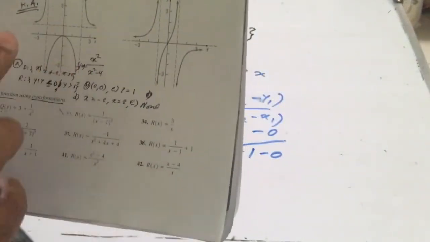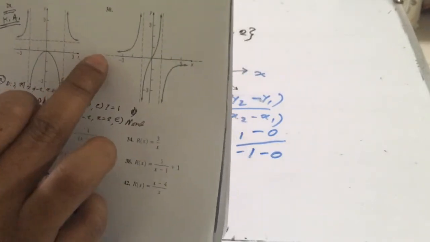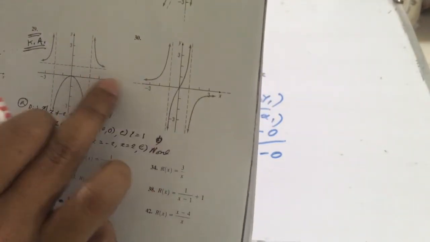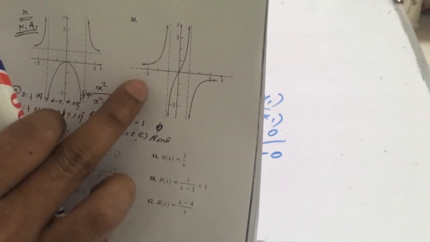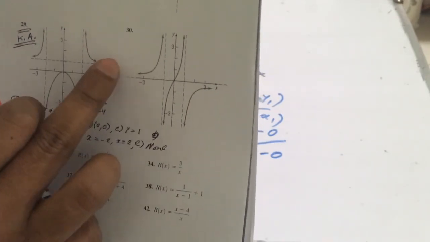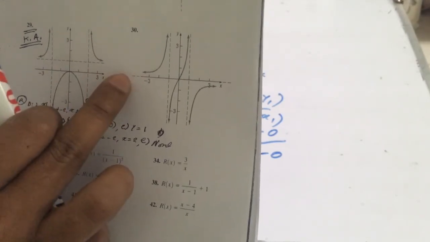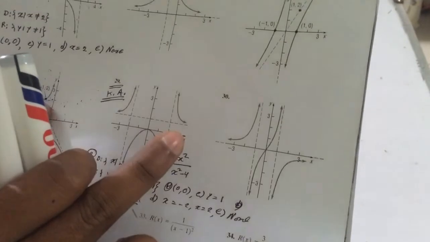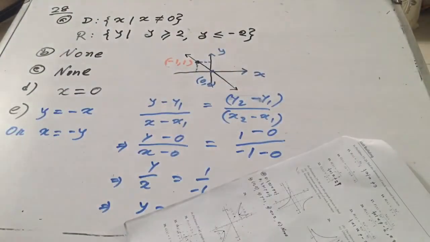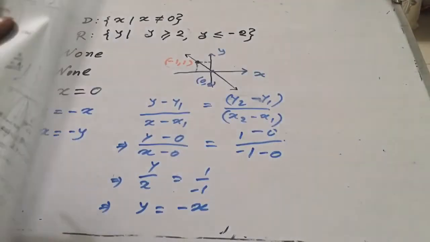Okay, let me tell you the answer of number 30 also. The domain will be all real numbers except x equals minus 1 and x equals plus 1. The range will be all real numbers except y equals 0. See that dotted line is given here. Okay, let me show you from the mobile. No, okay, let me finish it from this.